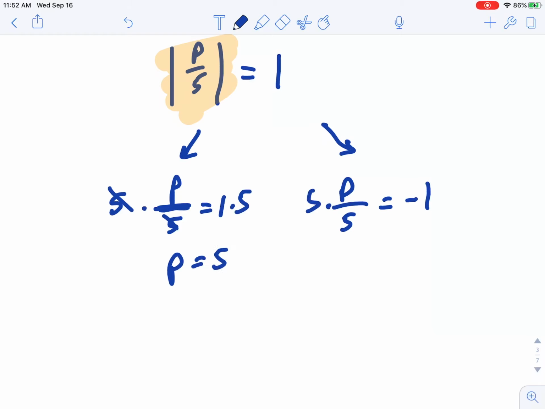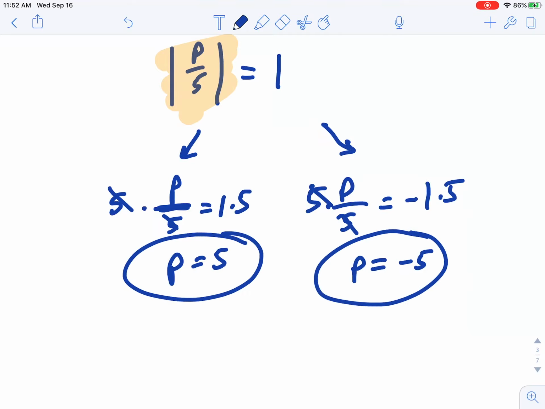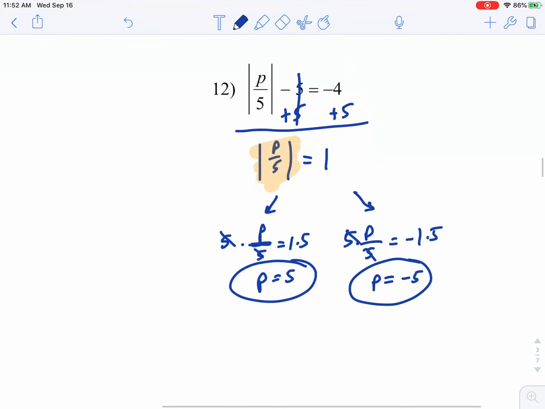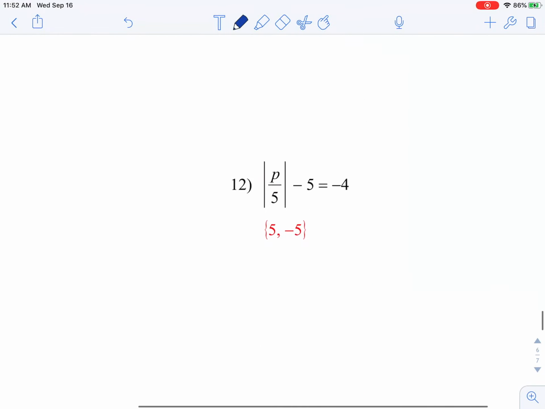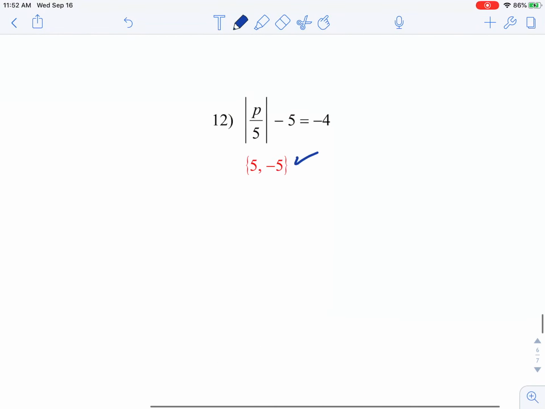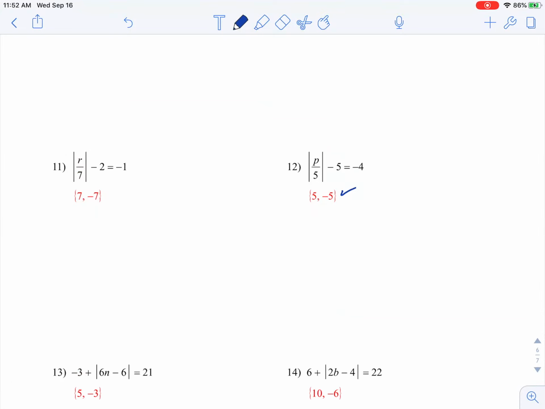Over here, again, multiply both sides by 5. This cancels out. Negative 1 times 5 is negative 5. So 5 and negative 5 for number 12 should be my answers. Where are we? Number 12. 5 and negative 5 right there. Good to go.